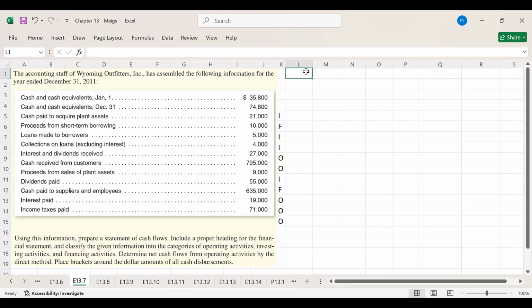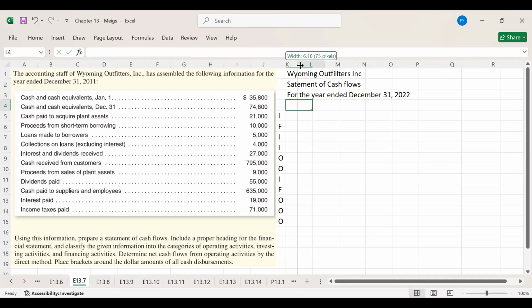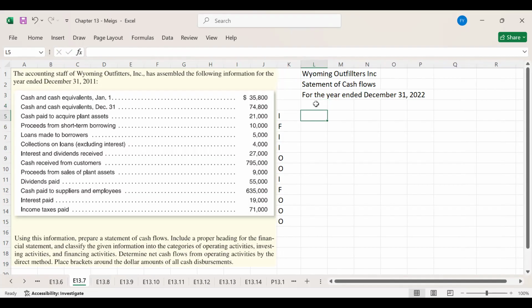So first of all, as the proper headings are required, we are going to write down the headings: the name of the company, Wyoming Outfitters Incorporated. Then we have the name of the financial statement, statement of cash flows, then the time period. This is for the year ended December 31st, 2011.